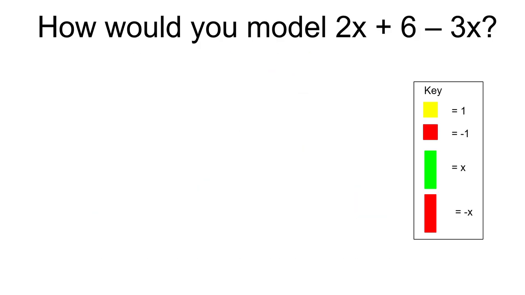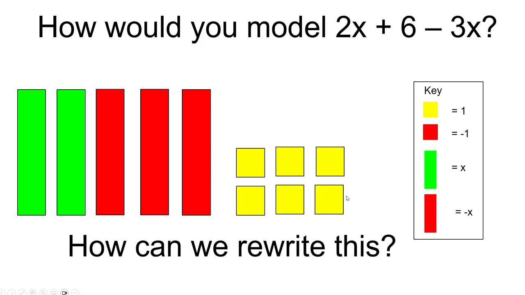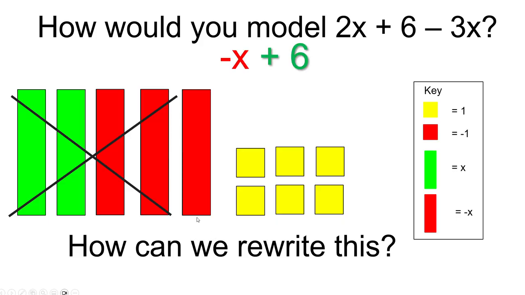All right, let's look at the next one. 2x plus 6 minus 3x. Let's first model. Okay, what can be combined this time? All right, let's put these 2 x's with those 3 negative x's. They are alike in that they're both rectangles and some of them cancel each other out. Go ahead and think about what that will give you. Oh, it gives us only 1 negative x remaining.